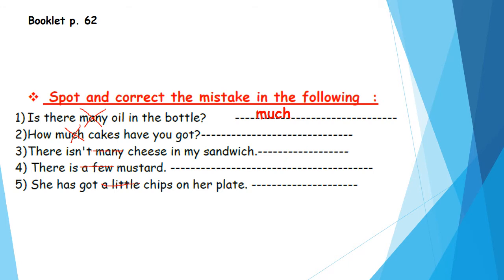How much cakes have you got? Here, the noun cakes is countable or uncountable? Yes, it is countable. Can we use much with countable nouns? No, we can't use it. It's wrong. So we'll use what? Many. Super.